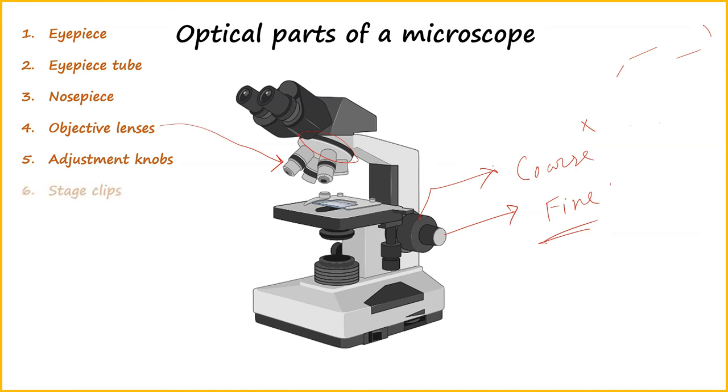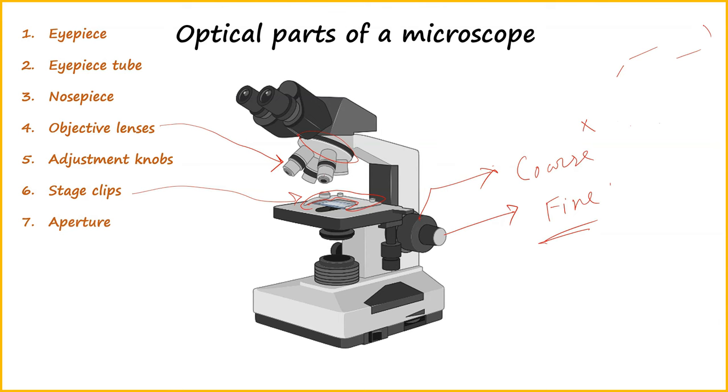Now come to the next part, stage clips. These portions are known as stage clips. Stage clips are used to hold the specimen in a fixed position or fixed place. They are located over the stage, and each microscope contains 2 stage clips.